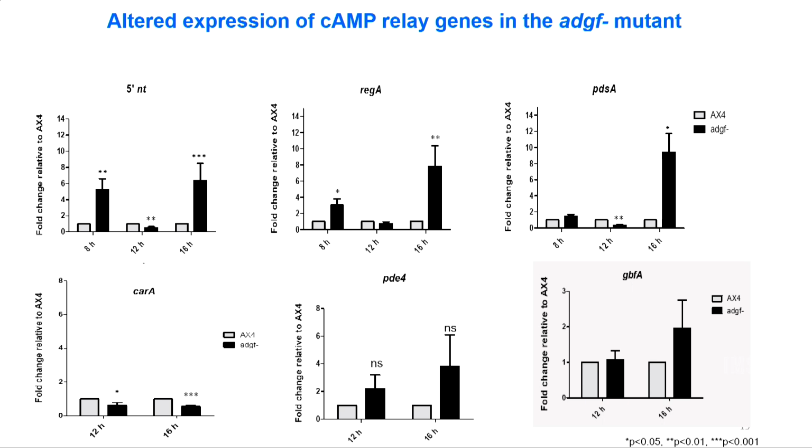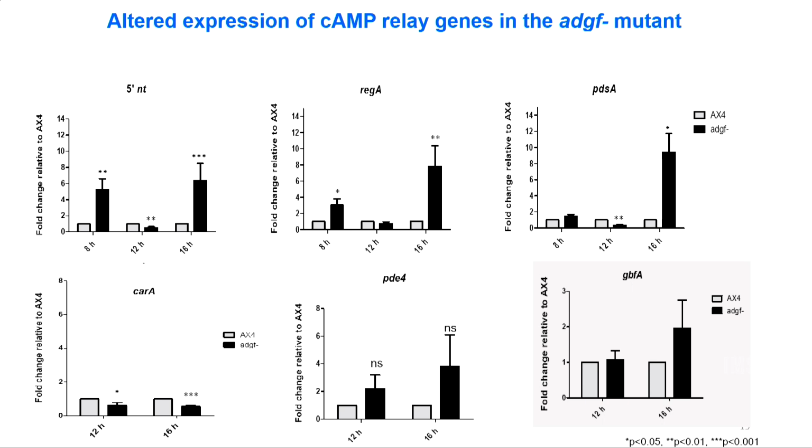Then coming back to the mutant, what is happening here? We wanted to check further what is happening to the cyclic AMP relay. There are various genes involved in cyclic AMP relay. The first cell that undergoes starvation makes cyclic AMP. The second cell perceives it, then it relays the cyclic AMP signal to the third amoeba. Thus, all the amoeba come together. There are various genes and proteins involved in this pathway.